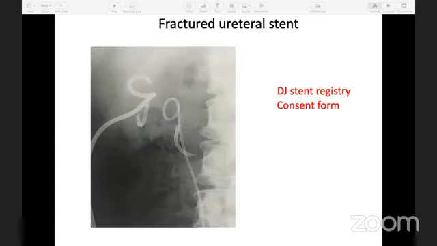It's the legal duty of a person to remove the stent he has placed. Therefore, a DJ stent registry should be maintained and the patient should be reminded. And also it should be mentioned in the consent form that the patient knows that the DJ is in place and he or she will come for its removal.